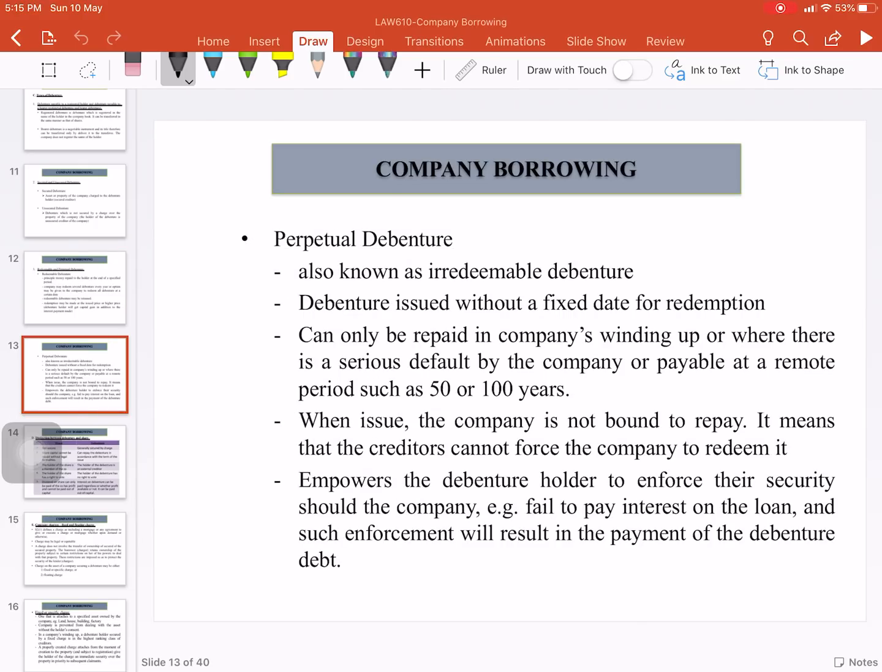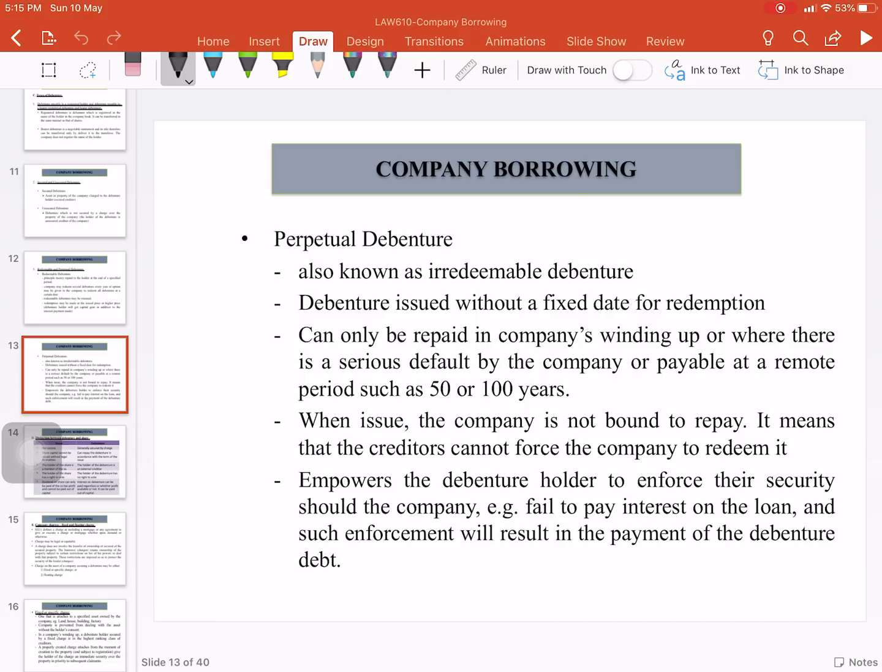Okay, and then perpetual debentures are also known as irredeemable. You cannot redeem but it continues. Debenture issued without a fixed date for redemption and can only be repaid in the company's winding up or where there is serious default by the company or payable at the remote period. When we talk about remote period, it means a very long period. So maybe probably 50 years, 100 years. But we never know how long a person is alive.